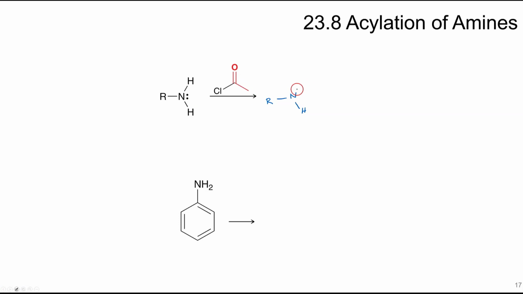And this we've already seen as a reaction in which we form an amide, but the nitrogen will attack the acid chloride, and we get HCl as a byproduct. So this is acylating an amine, or you've seen this acid chloride reaction. And for this reaction, we usually use two equivalents of the amine.